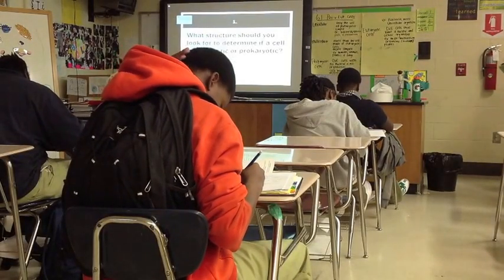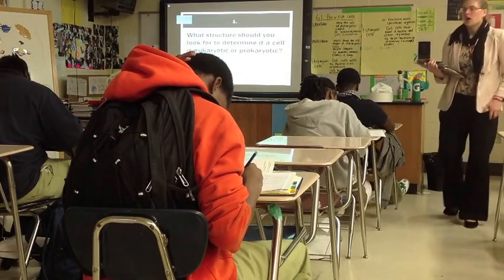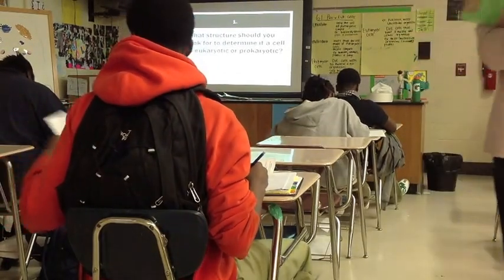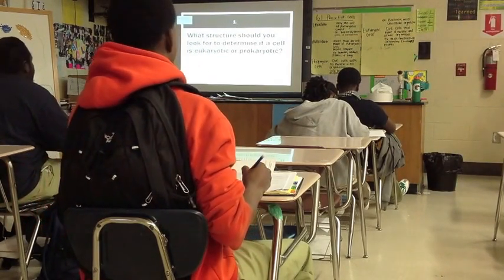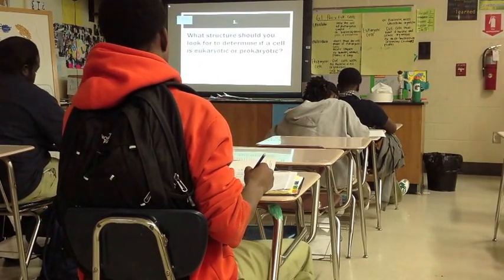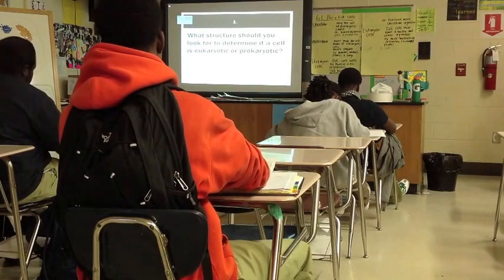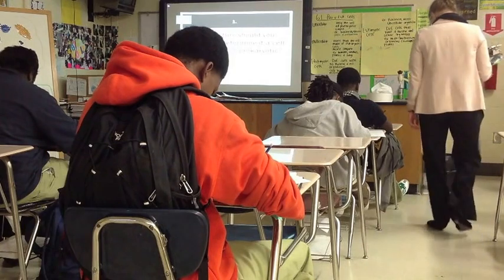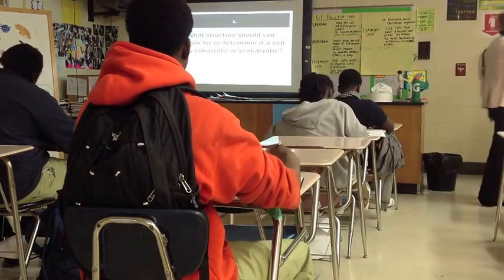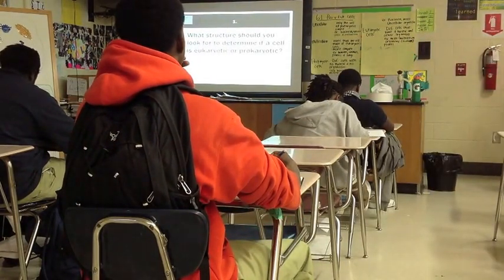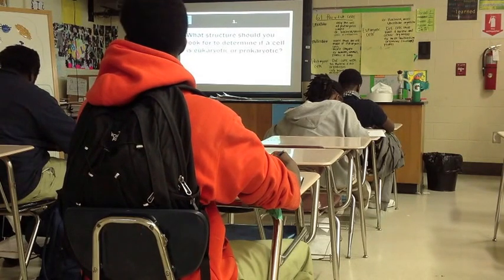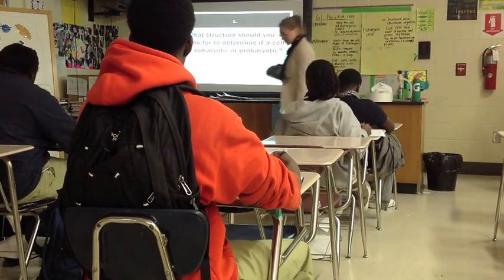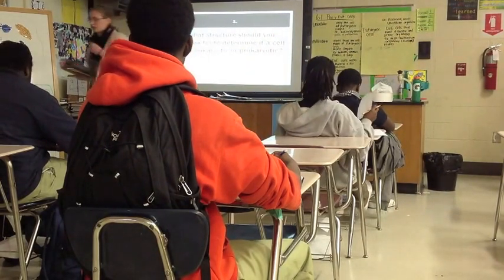Okay, on your paper, make sure you put your name. We have 12 different questions that we're going to answer. For the first question, you only need to write down the answer. You do not need to write down the question. What structure should you look for to determine if a cell is eukaryotic or prokaryotic? Just write down the structure for number one, and you can use your notes if you're not sure.